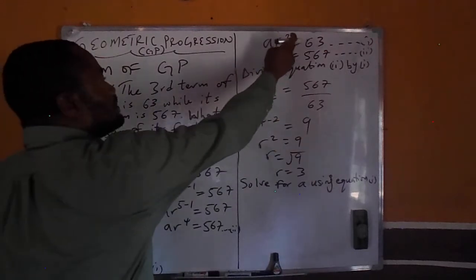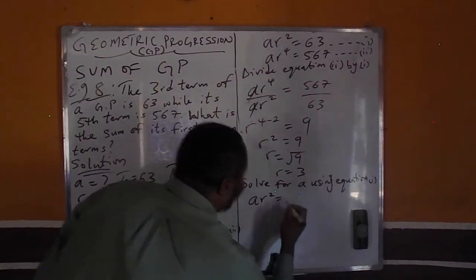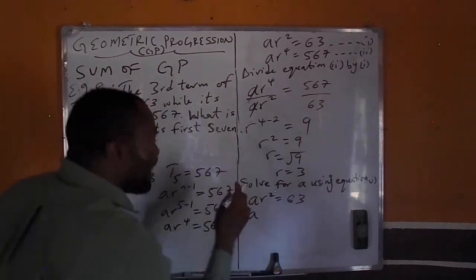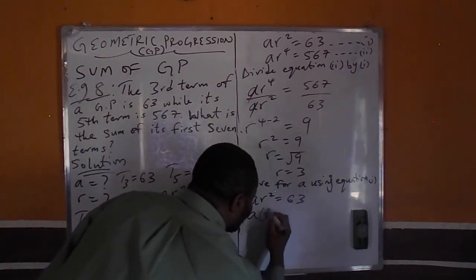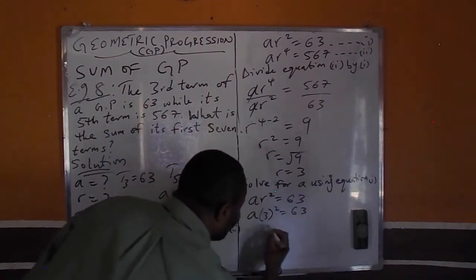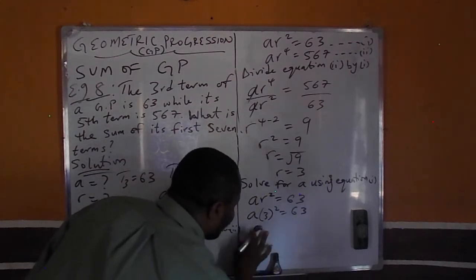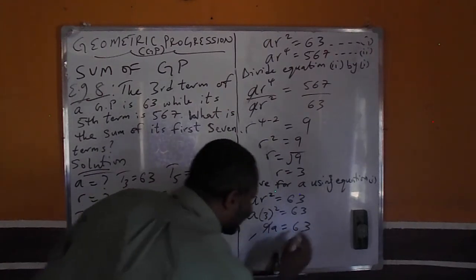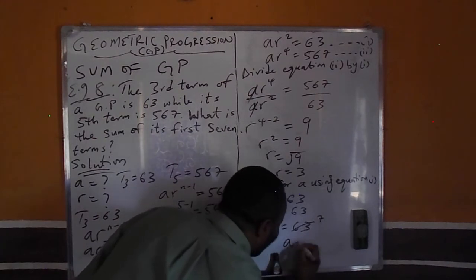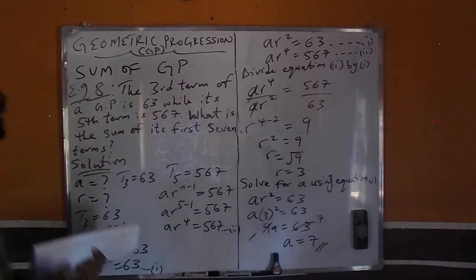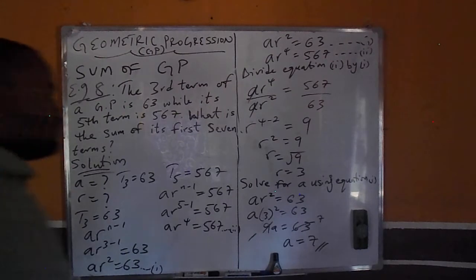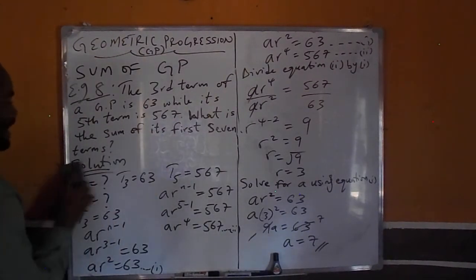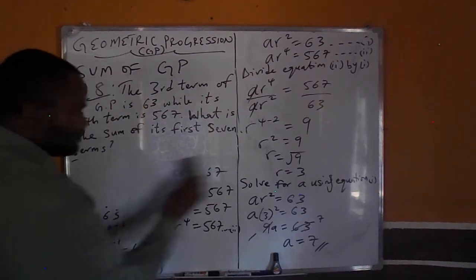Solve for A using equation 1. Our equation 1 here is now AR raised to power 2 equals 63, where we now have A, our R is 3. 3 raised to power 2 equals 9. 9A equals 63. 9 times 7 is 63. A equals 7. Now that we have gotten our A to be 7, then let us look for the sum of its first 7 terms.